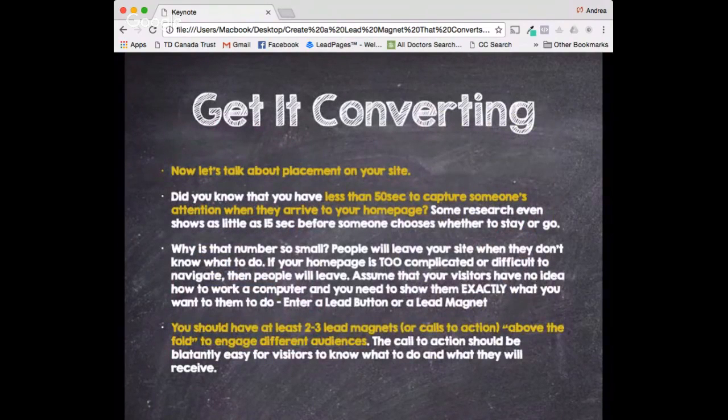So now let's talk about when you actually create the lead magnet, how you should promote it. So with regards to putting it on your website, then you want to put it above the fold. So above the fold means you want it to be where as soon as somebody comes onto your website, they don't have to scroll anywhere and they can just see it right away. And remember that you really have 50 seconds, which I think is actually greatly exaggerated, to really capture someone's attention when they arrive to your homepage. So if you want them to download that lead magnet that you've created, you can't wait for them to search halfway down your page or at the bottom of the page to do it.